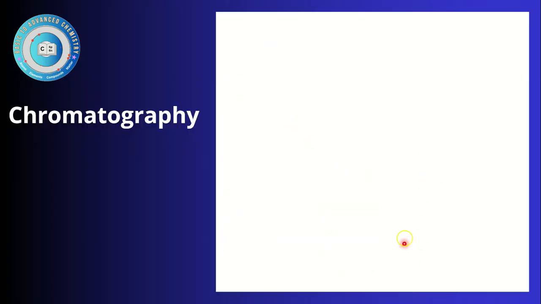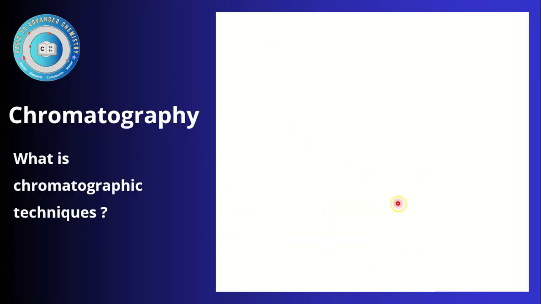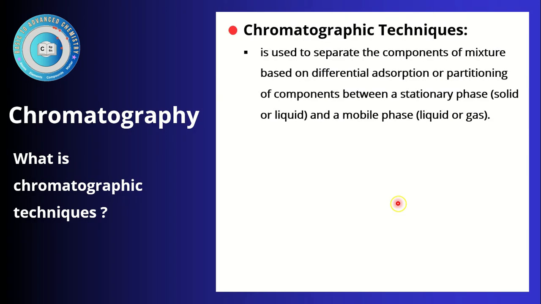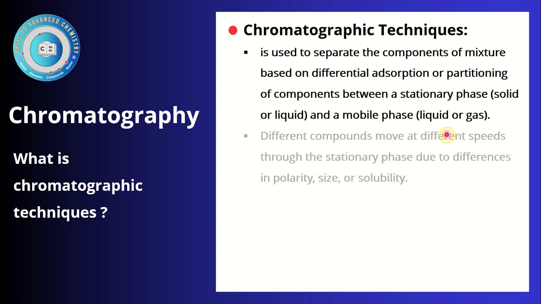The other is chromatography. What are chromatographic techniques in general? Chromatographic techniques are used to separate the components of a mixture based on differential adsorption or partitioning of components between two phases. The first one is the stationary phase. This can be solid or liquid. And the second one is the mobile phase. This can be liquid or gas.